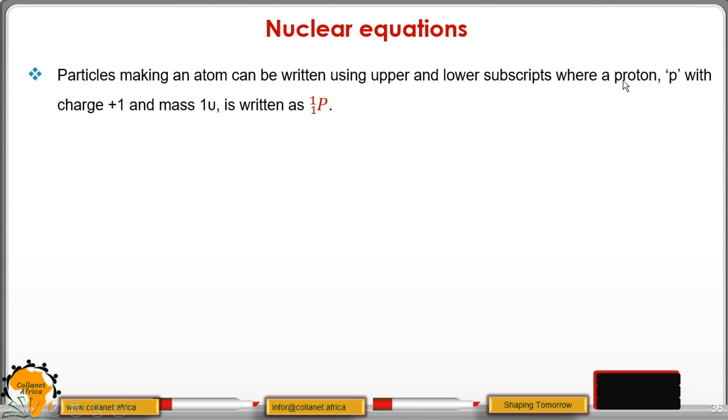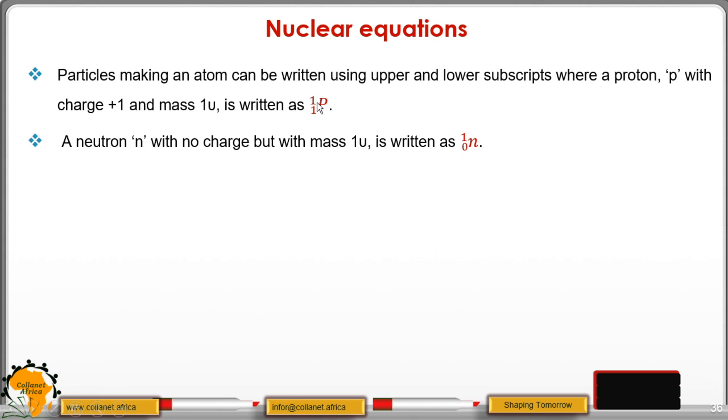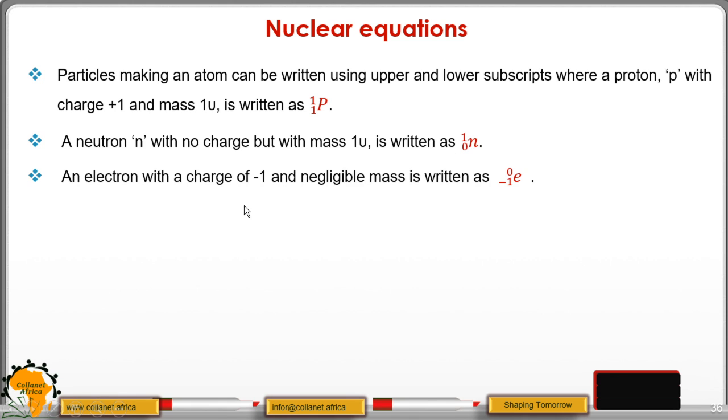For example, the proton P, which has a charge of +1 and a mass of 1, is written as P with 1 on top and 1 at the bottom. Then we have the neutron with no charge but with a mass of 1 unit, written as 1, 0. Then an electron with a charge of -1 and a negligible mass is written as 0, -1.